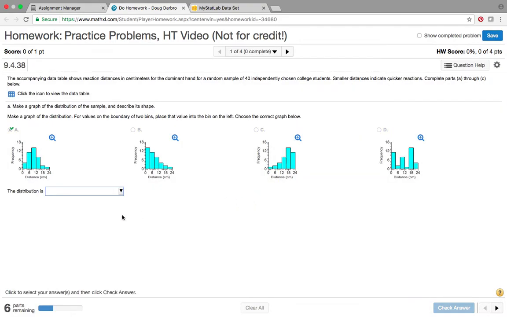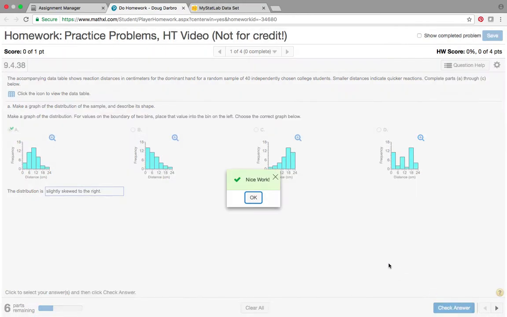I know I'm going to be right. The distribution is slightly skewed to the right. It's going to be interesting.